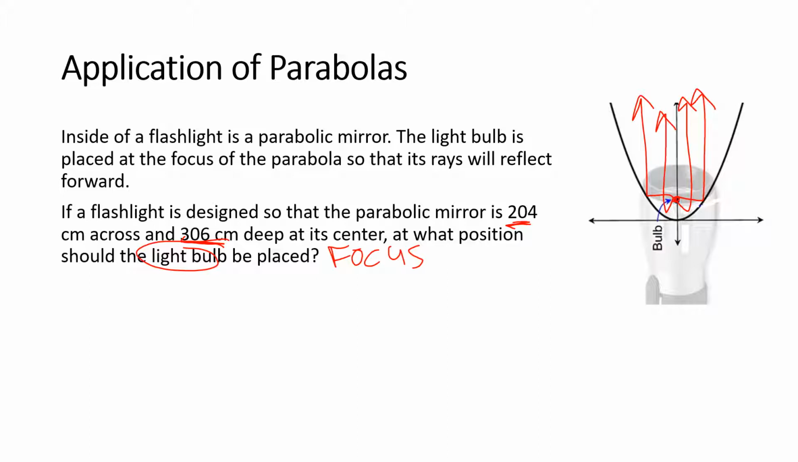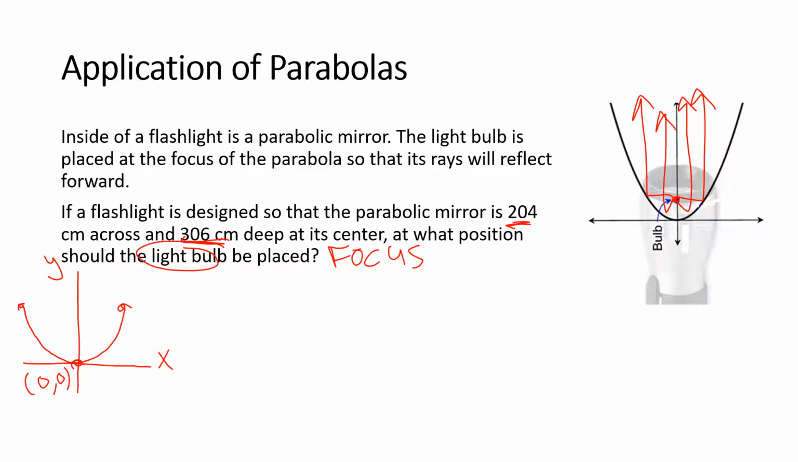But we also know that in order to find P, first we have to find A, which means we need to know the equation of this parabola. So we're going to follow the same three-step process that we did in the previous example. I'm going to begin by drawing a graph. I'm going to have an x-axis and a y-axis. And I'm just going to take that parabolic mirror from my flashlight and sketch it in the center of my graph. So I'm specifically placing it so that the vertex is at 0, 0.